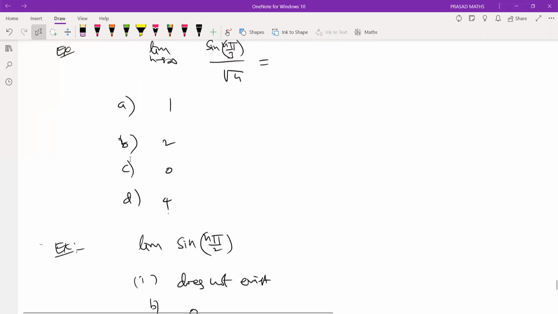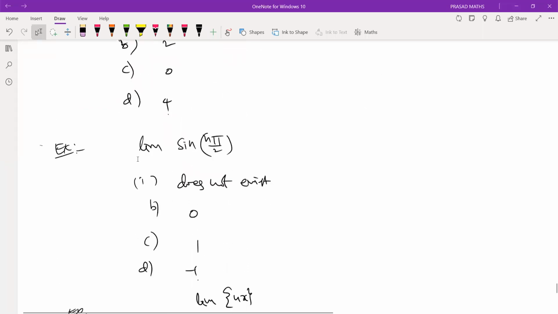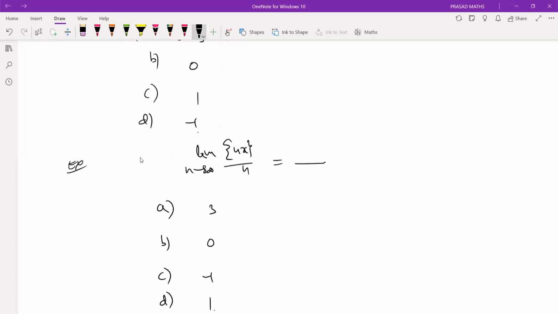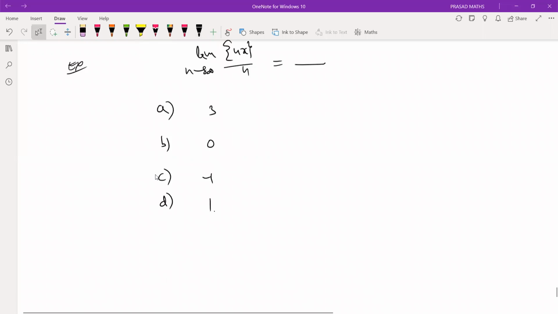Limit as n tends to infinity of root n times sin n pi by 3 by root n. Answer A 3, answer B 0, answer C minus 1, answer D 1. This is also an important exercise.